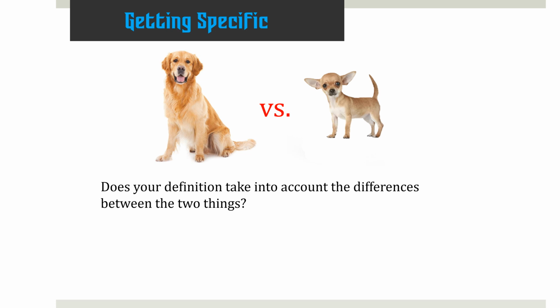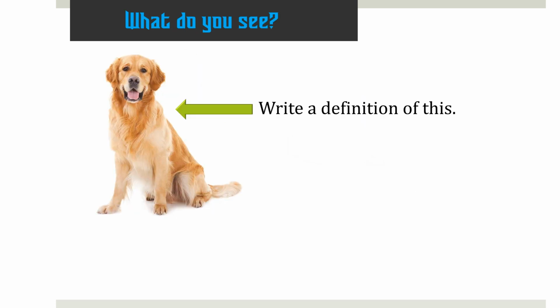So then, we go back to Lily. Did her definition take into account the differences between these two things? So Lily, you just defined a dog, right? If we go back to this screen, could you have been more specific with your definition? Yes? No? Yeah. What kind of dog is that, do you know? I can't hear you. Labrador.